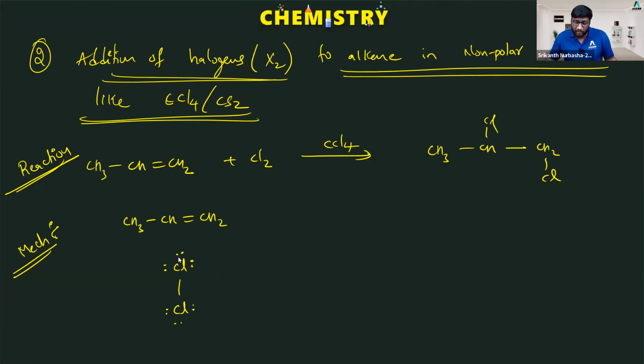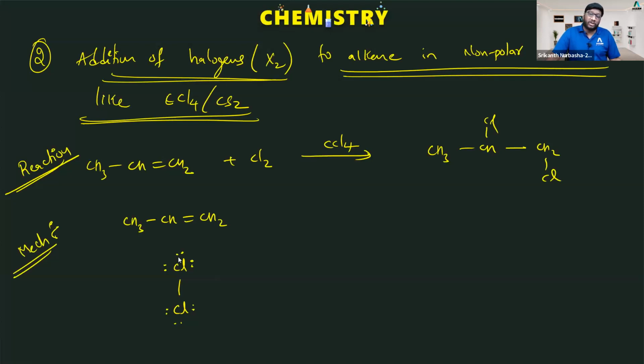Can I say like that or not? Yes. Understand this point carefully. Cl2 is a non-polar molecule. The polarity in Cl2 is developed due to the presence of the alkene. So is it a temporary effect or a permanent effect? Temporary. So what type of electronic effect is happening here? Electromeric effect. Are you understanding? This is an electromeric effect.